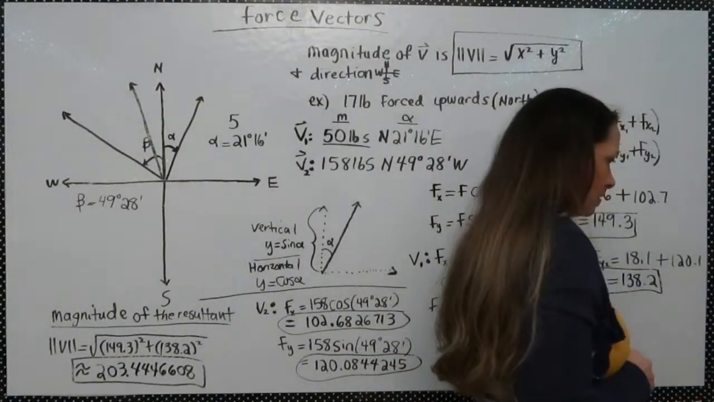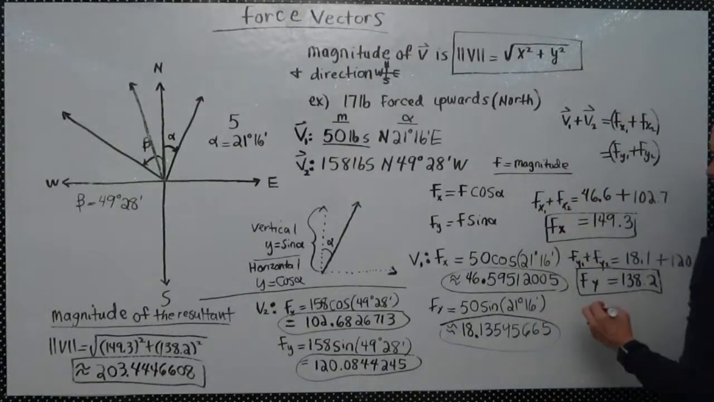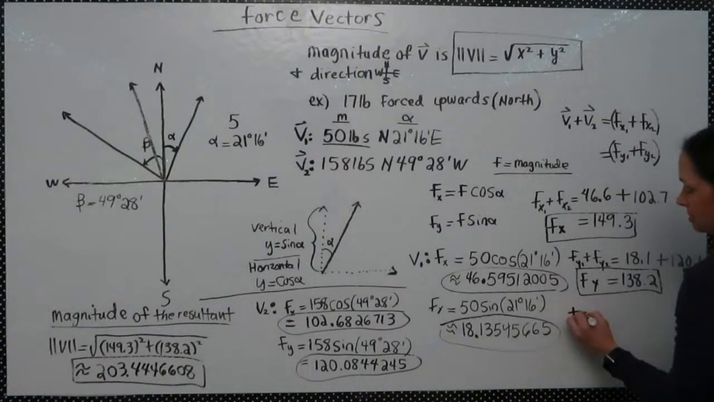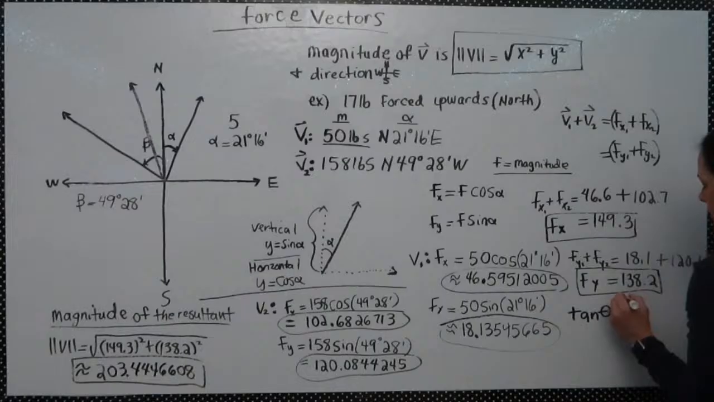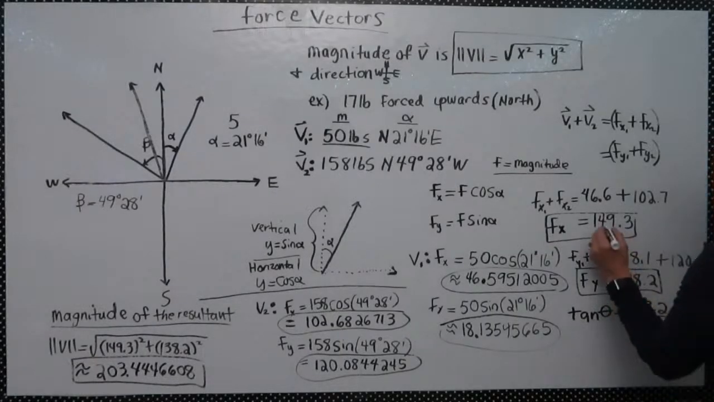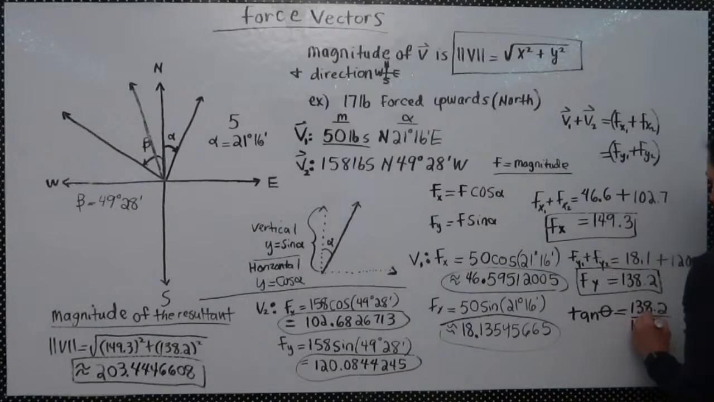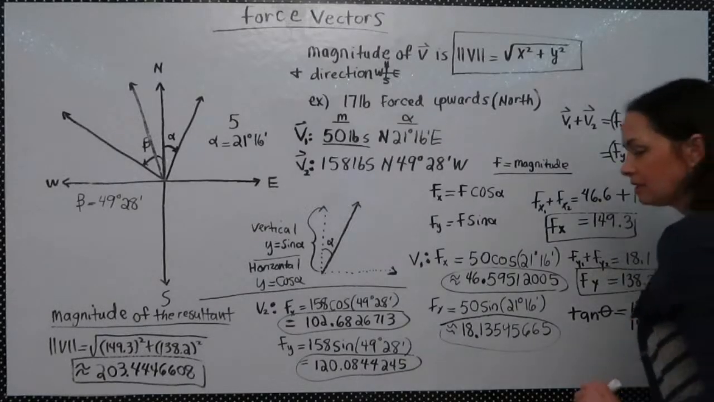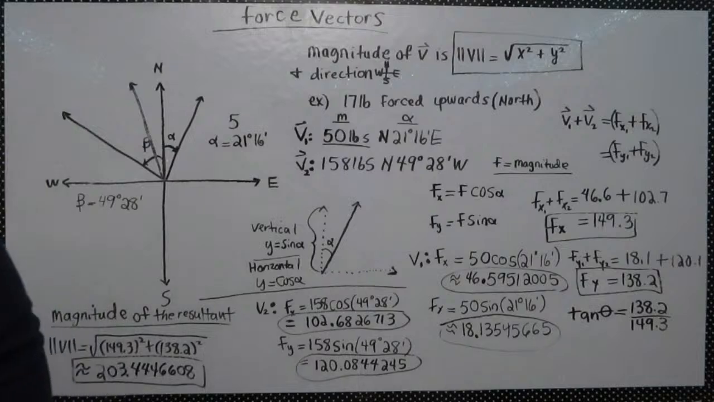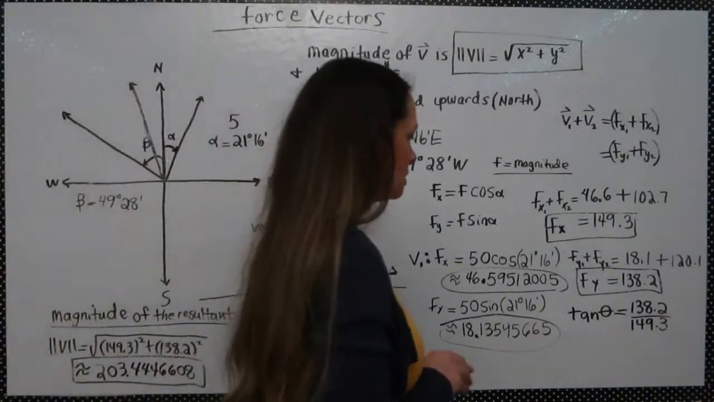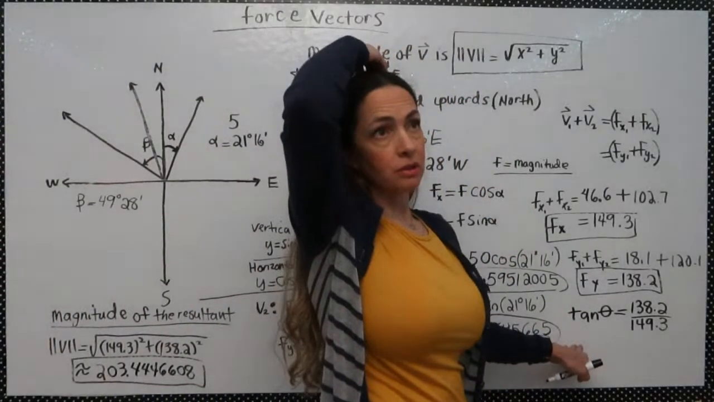So real quick, I'll just put it here in the corner and try and get out of the way. It's kind of cramped. So you have tangent of theta. Let's see. So you have tan theta equal sine over cosine. So you have y over x. So it's going to be 138.2 divided by 149.3.